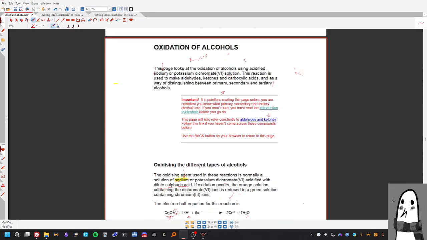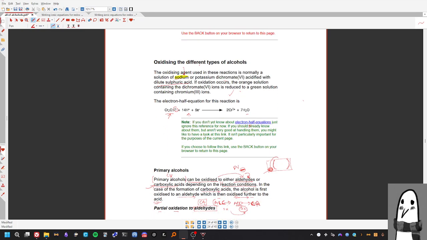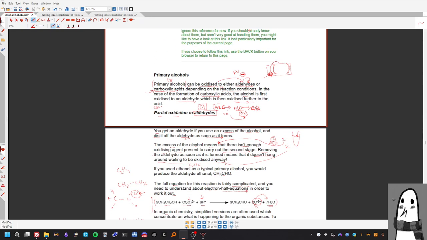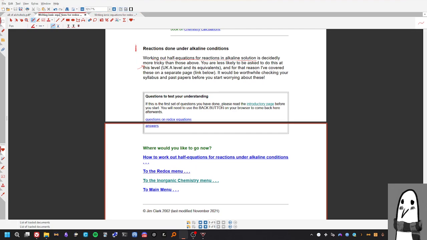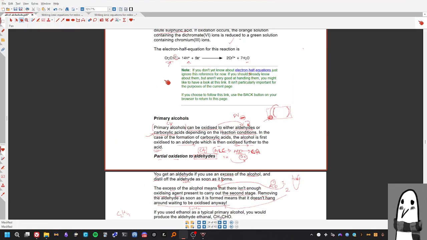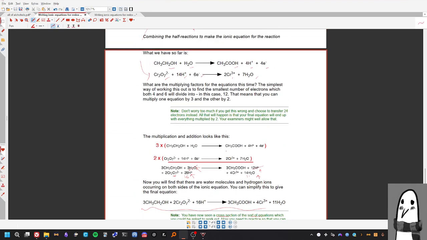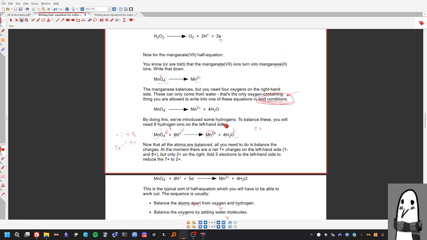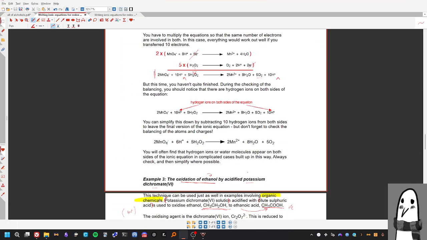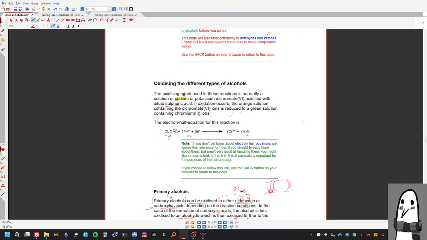Yeah, so we're having oxidation of alcohols using acidified sodium or potassium dichromate. Actually, we looked at this before. Oh, dude, they're already giving us the half equation. Yeah, dude, we've looked at this before. We literally looked at this over here. Would this be an acidified? Yeah, acidified sulfuric acid. So if you go over here, right here. Yep, there you go. This is it, I believe. So yeah.